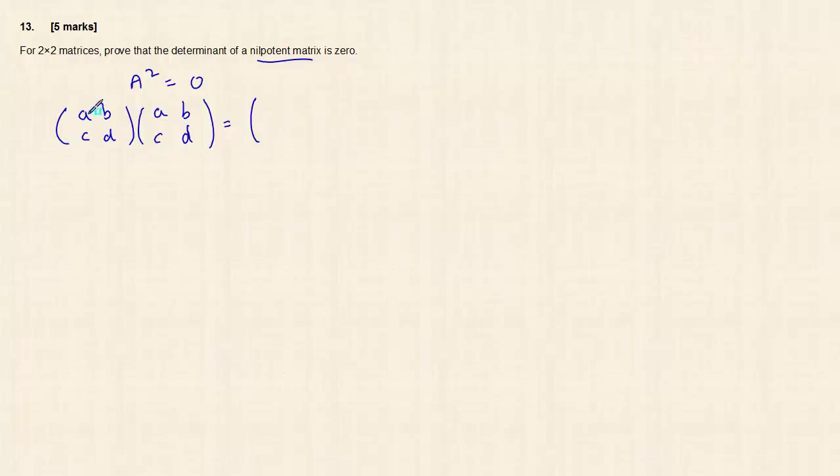So that's going to give me A squared plus BC as the top left element. Remember, top times left gives top left. Then top times right will give top right, so that's AB plus BD. Then for bottom left, we're going to get AC plus CD. And then for bottom right, we'll get BC plus D squared.